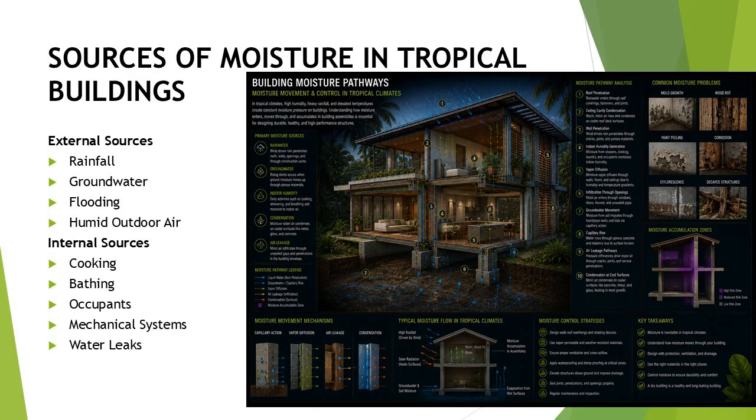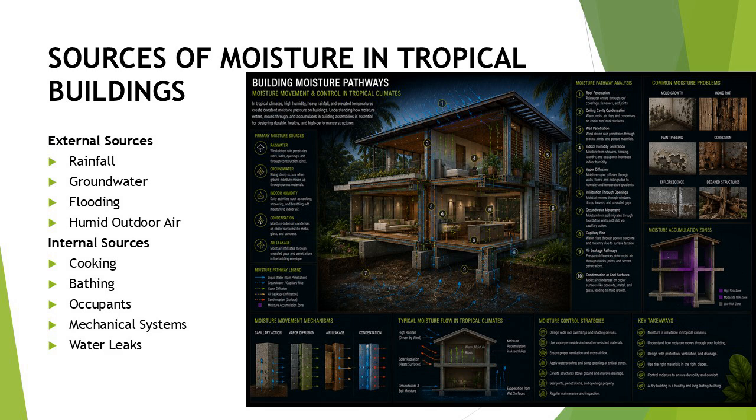To control moisture, we must first understand where it comes from. Most architects immediately think about rain. While rain is important, it is only one source of moisture. Moisture enters buildings from multiple directions. Externally, moisture originates from rainfall, groundwater, flood waters, and humid outdoor air. Internally, moisture originates from human respiration, cooking activities, showers, laundry, mechanical equipment, and plumbing failures.